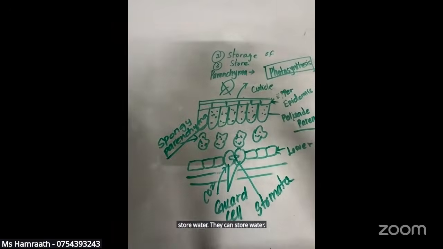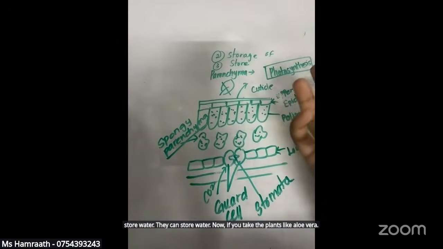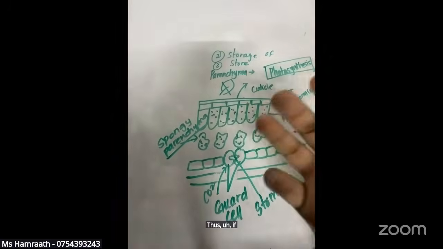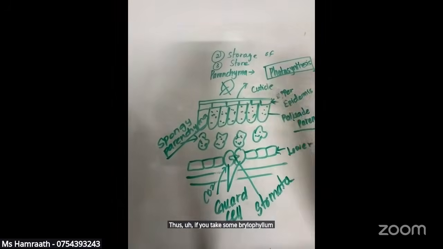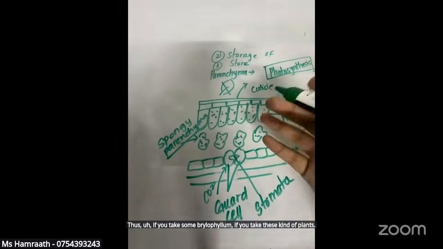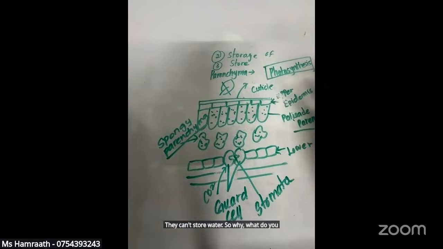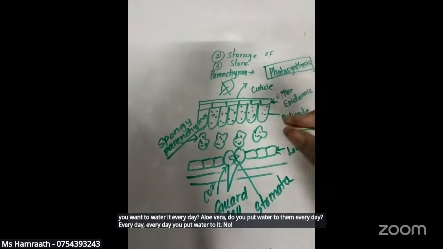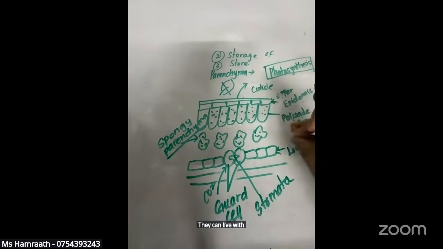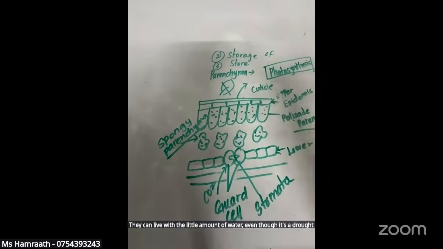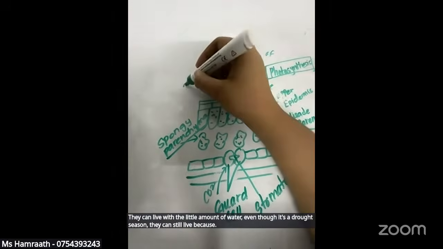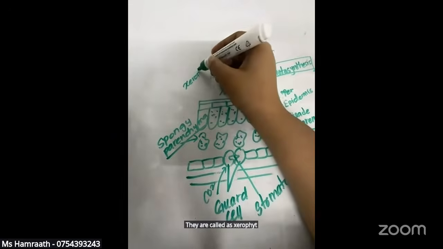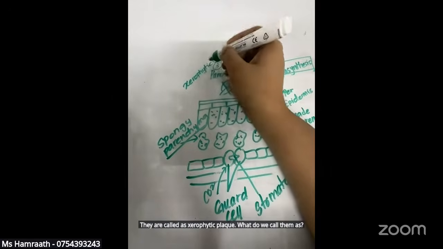Now, if you take plants like aloe vera, cactus, bryophyllum, these kinds of plants can store water. So what do you call these plants? Aloe vera, do you put water on them every day? No. They can live with a little amount of water. Even in a drought season, they can still live because they are called xerophytic plants. What do we call them? We call them xerophytic plants.